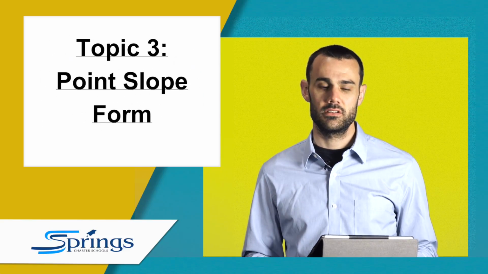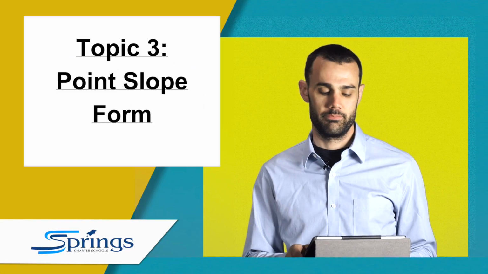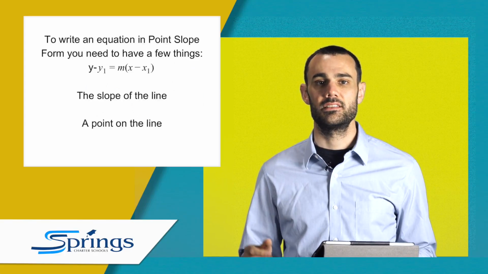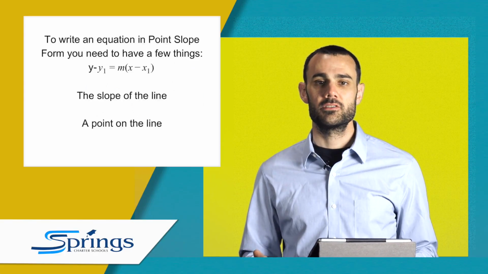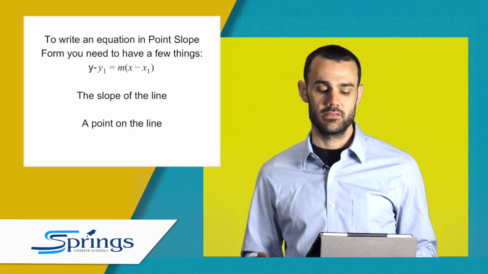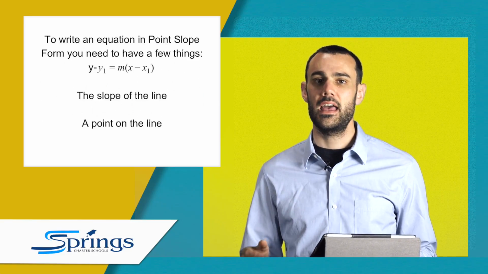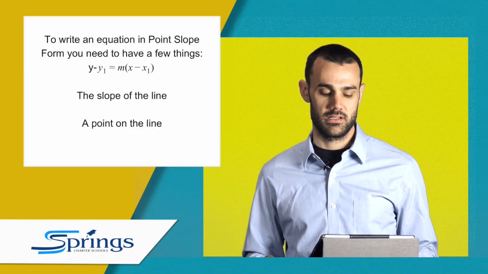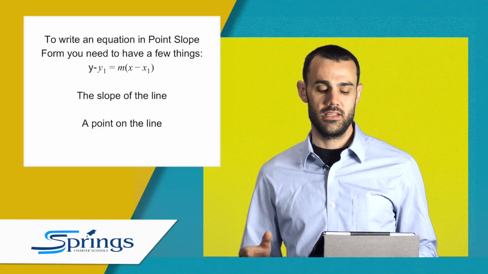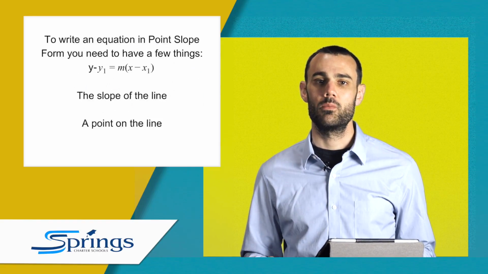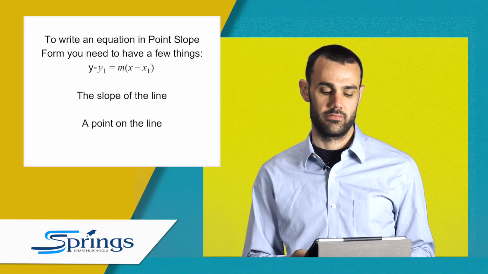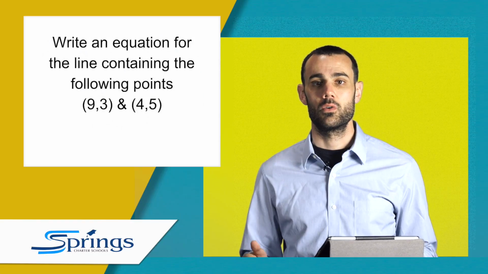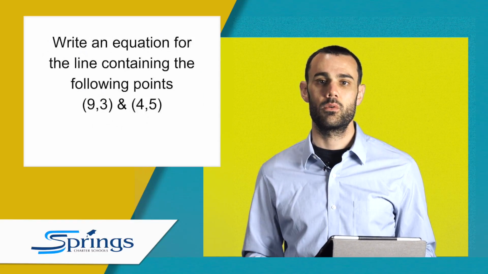The third topic we took a look at in this chapter was point-slope form. We need to write an equation in point-slope form. We need to have a few things set up in order to do that. But first, remember that the point-slope formula looks as follows: y minus y1 equals m parenthesis x minus x1. Now this can be confusing, but let's walk through it together. Not only do we need the formula, we need the slope of the line and at least one point where this equation hits on the graph. So we're going to write an equation for the line containing the following two coordinates on a coordinate plane: 9, 3 and 4, 5.